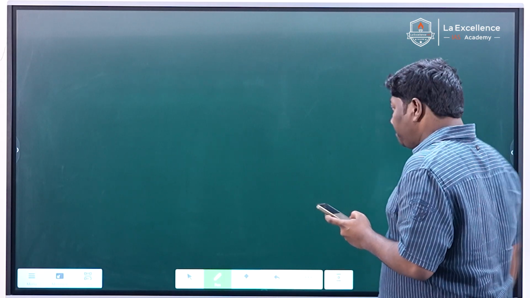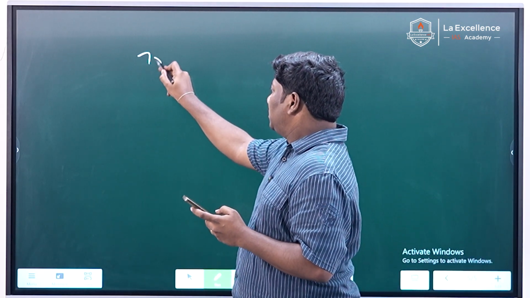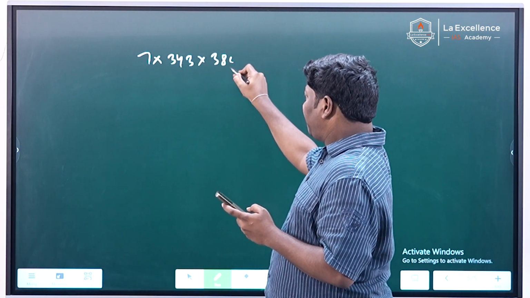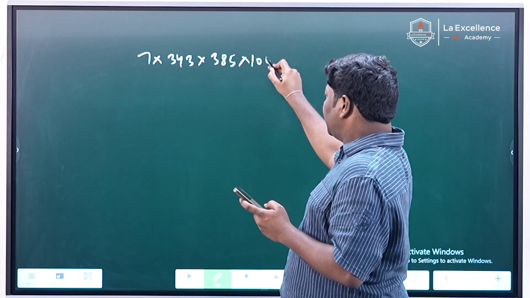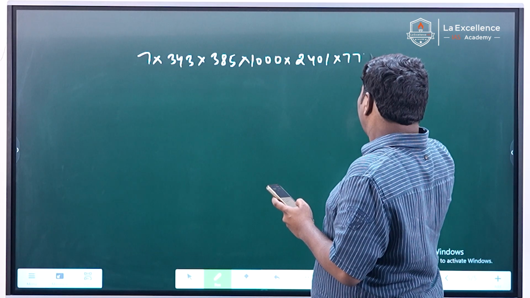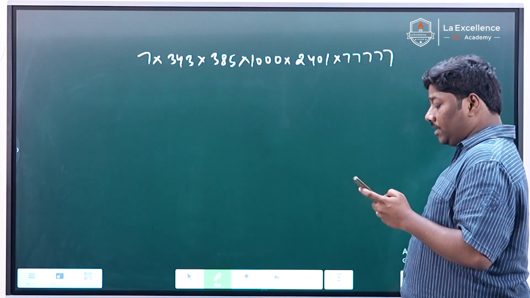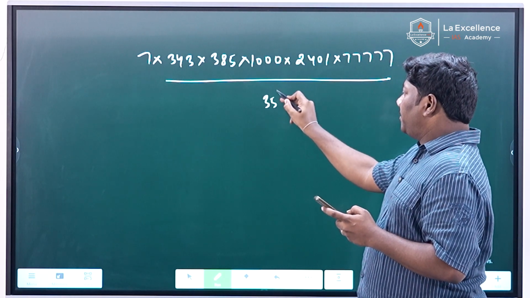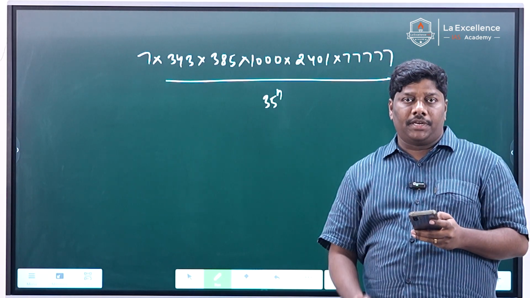There is one question: 7 into 343 into 385 into 1000 into 2401 is divided by 35 to the power of n. What is the maximum value of n, he asked.